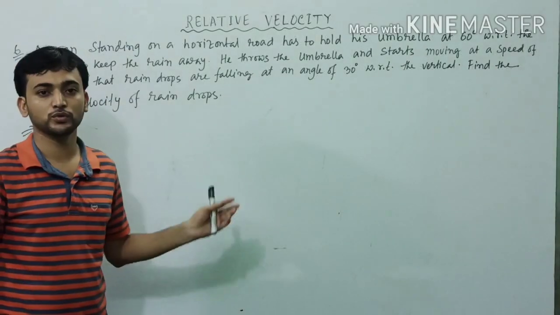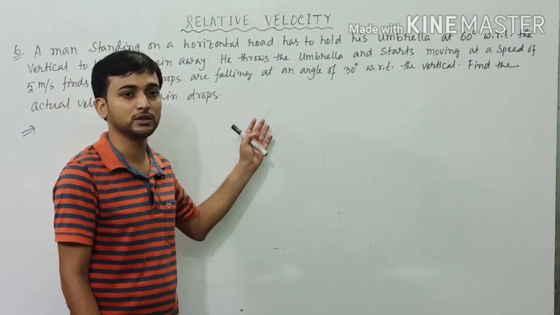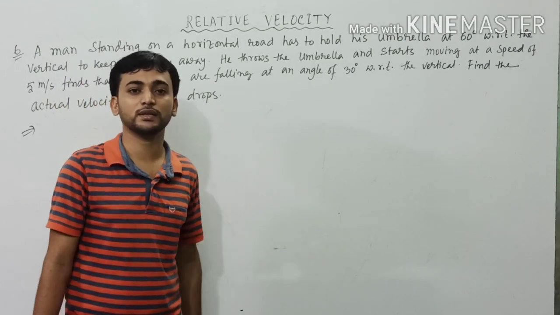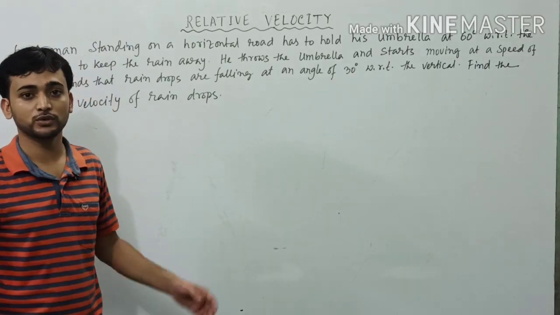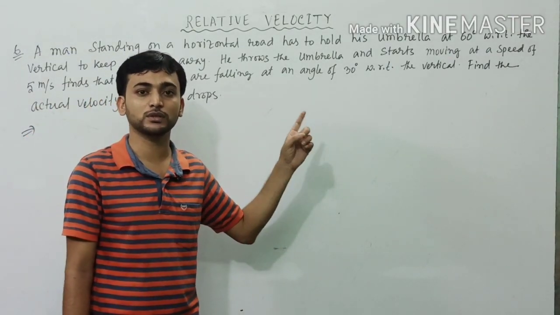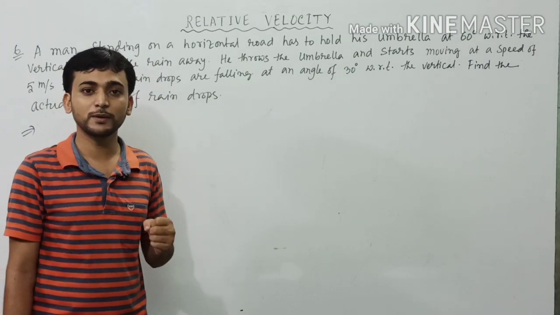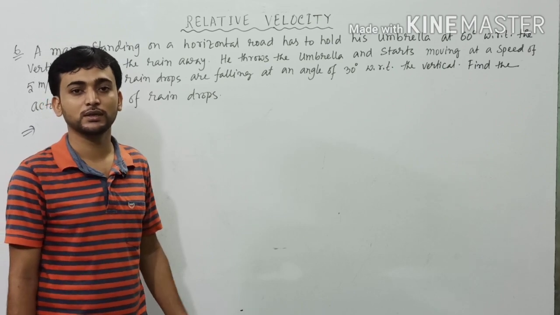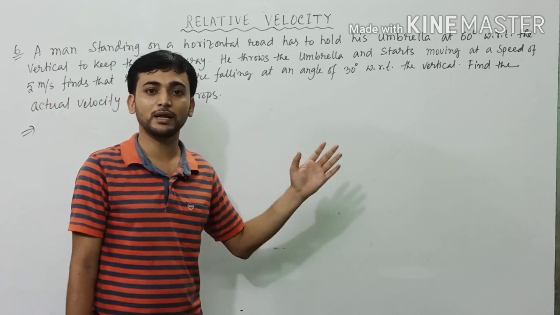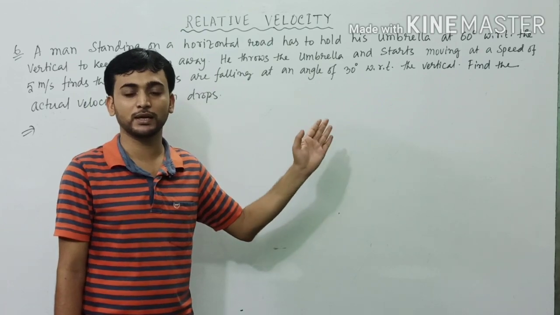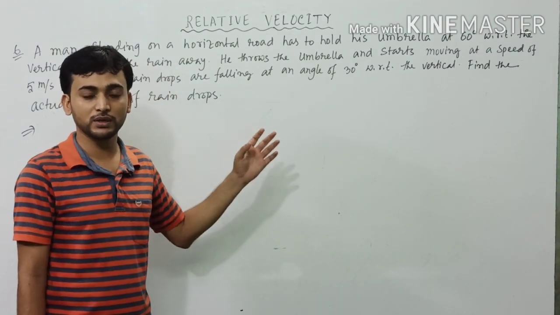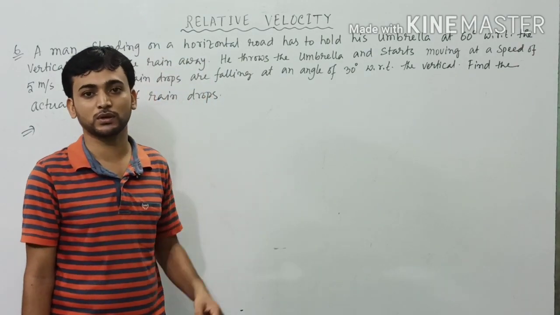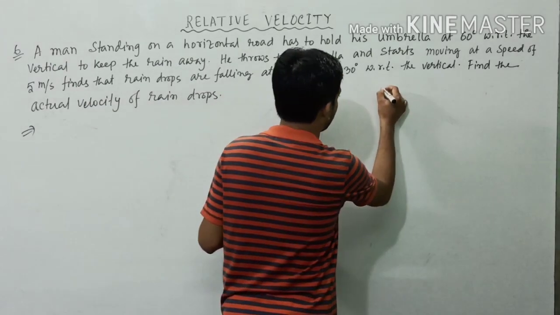Okay, those who have understood the previous numerical, they can easily solve this, because this numerical is almost similar to the previous one. Here it is given that a man standing on a horizontal road has to hold his umbrella at an angle of 60 degree with respect to the vertical in order to keep himself away from rain. As the man starts moving with a speed of 5 meters per second, he finds that the same rain appears to fall with respect to the vertical at an angle of 30 degree. Now here we have been asked to find the actual velocity of rain, that is the velocity of rain with respect to the ground. So let's draw the diagram.